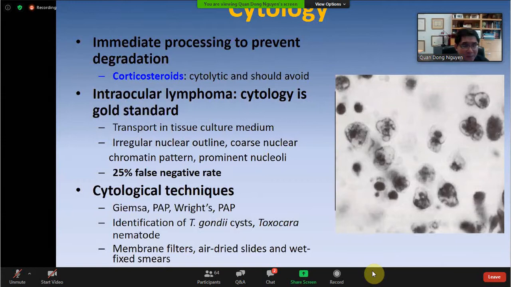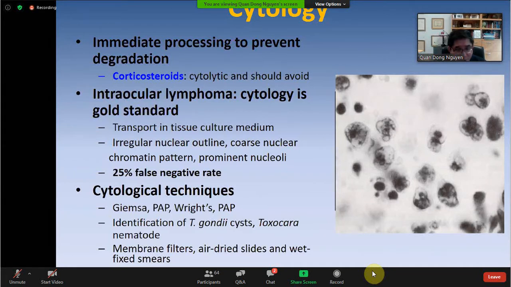Immediate processing is needed because we don't want the cells to degrade, and therefore any use of corticosteroid and others should be avoided before this. For intraocular lymphoma, cytology is the gold standard. When I was a fellow at Mass Eye and Ear, we sent our specimen to the ocular pathologist if available. If not, we send it to the right lab over at Mass General to make sure we get the right cells to be seen.